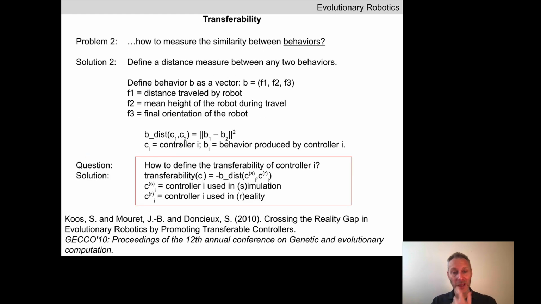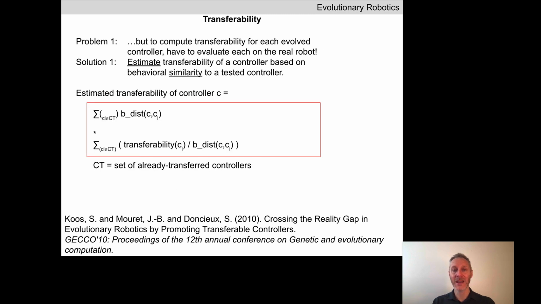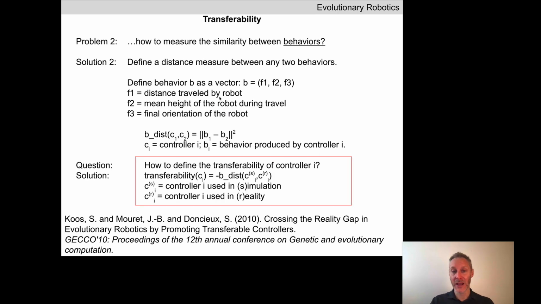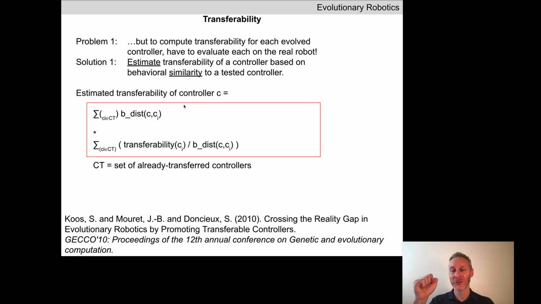Okay, so now that we can define transferability, we now need to define the estimated transferability of a given controller. It's easy to define transferability for a controller that we've already sent to reality. How do we estimate transferability for a controller that we have not yet sent to reality? The way we do that is we're going to take that controller, the behavior it produces in simulation, and measure its average distance to other controllers that have been transferred to reality and their transferability.